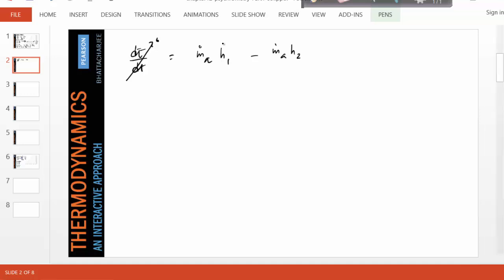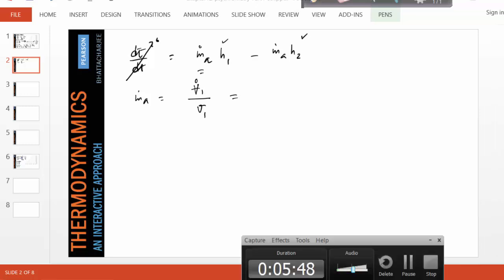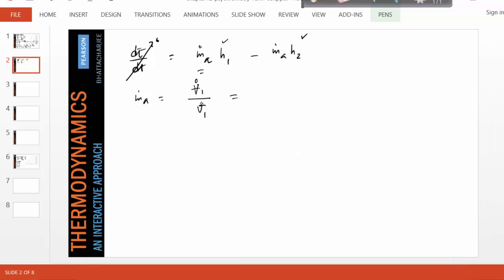We have already found H1 and H2, but we need to find m dot A. M dot A doesn't change across the system. So what is m dot A? If we know the volume flow rate, and if we divide by the specific volume at state 1, then we can figure out the mass flow rate. So we need v1, the specific volume at state 1, to find the mass flow rate.